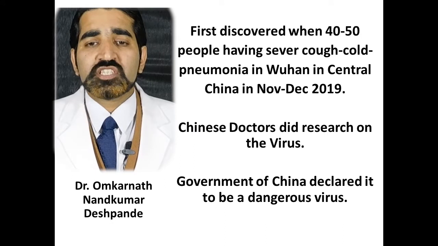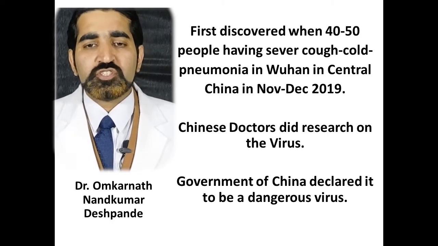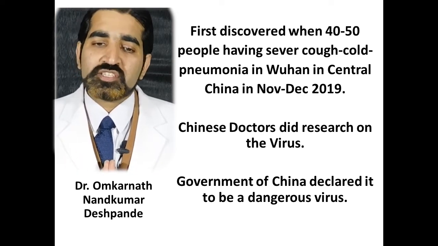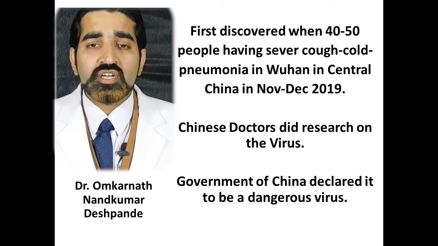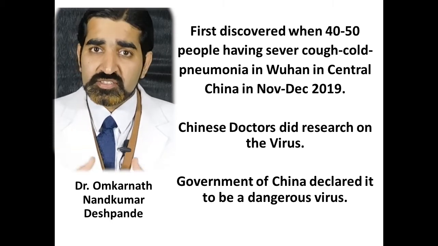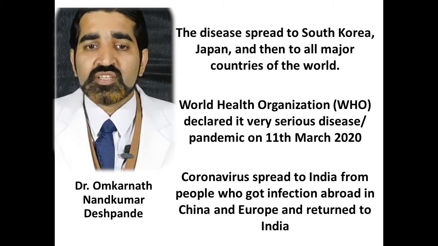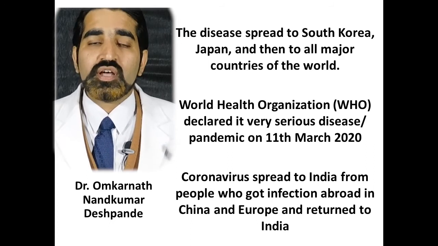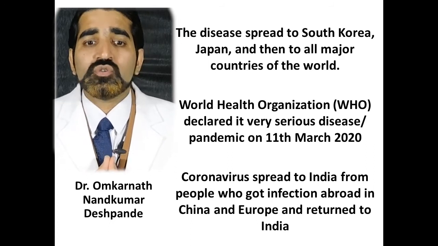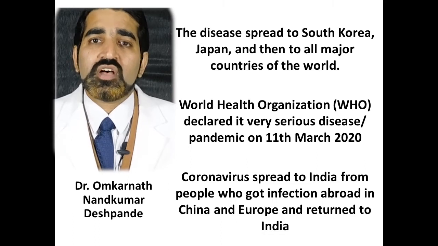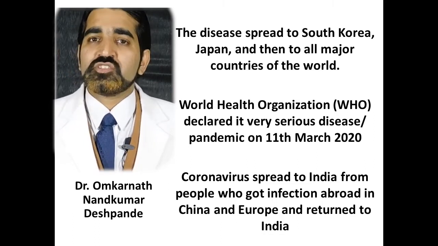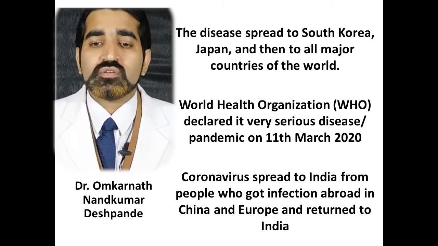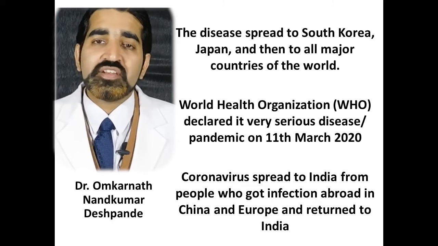This COVID-19 was first discovered when 40-50 people working in a fish market in Wuhan in central China in November-December had severe cough, cold and pneumonia symptoms. Now the Chinese doctors did research on the virus, and then the government of China declared that this is a dangerous virus and informed the world. The disease spread to South Korea, Japan, and then by February spread to all the major countries in the world, and the World Health Organization or the WHO declared it as a serious disease or a pandemic on 11th of March 2020. This virus spread to India from people who probably got the infection abroad, either in China or in Europe or in the Middle East, and then returned to India.